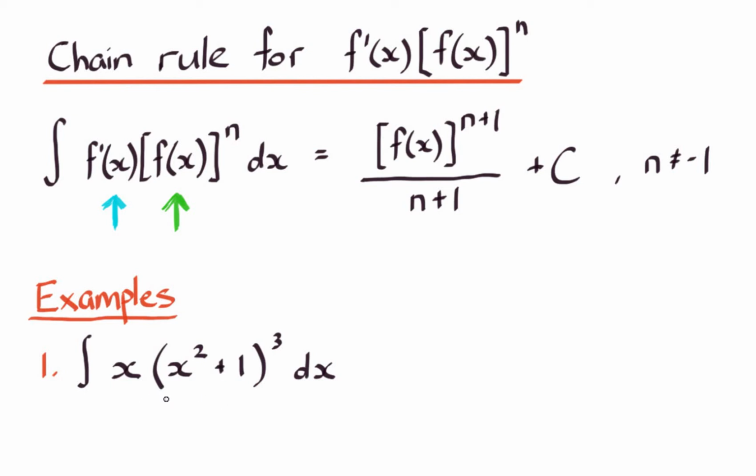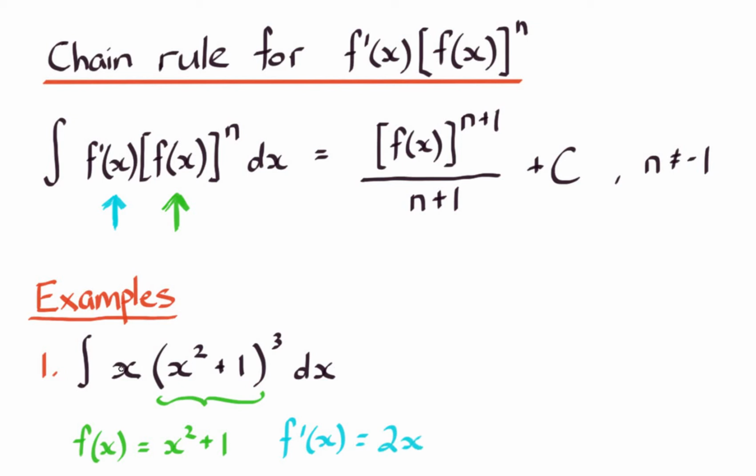So if we set this up as our little function of x, we can say f(x) is x² + 1. This is the function of x that's been raised to a power, in this case 3. Now what's the derivative of this f(x)? So what's f'(x)? Because we want an f'(x) as well. So x² + 1, when we derive it, we get 2x.